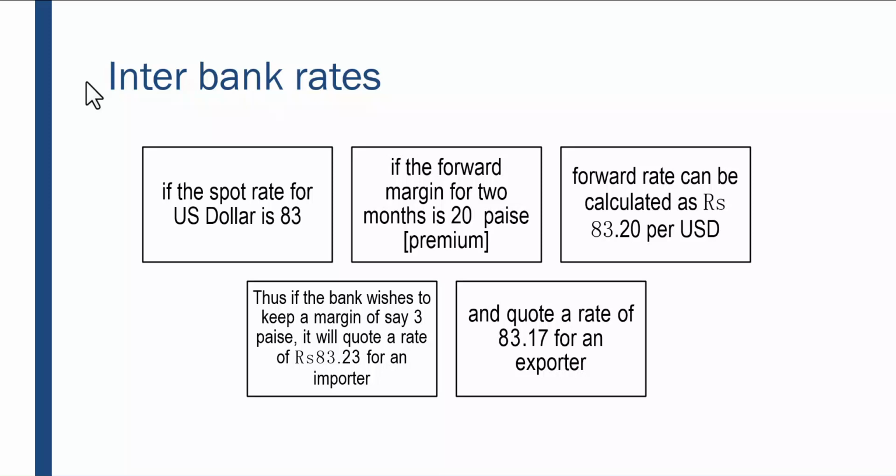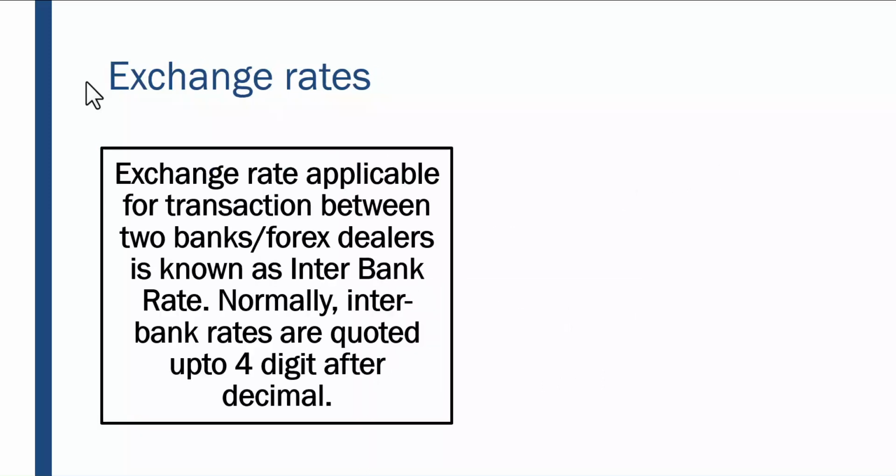When the exporter comes, they are going to say 83.17, because the exporter is going to give the dollar at 83.17 and they are going to sell back the dollar in the interbank market at 83.20 and make a 3 paisa gain. In both cases, they are making a 3 paisa margin. Is that okay? For an importer, they are adding the margin. For an exporter, they are deducting the margin. Ask, we add the margin. Bid, we minus the margin. Is that okay?